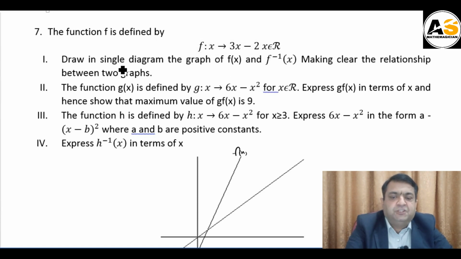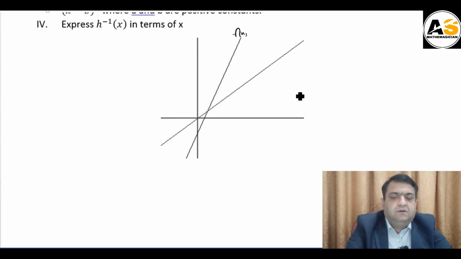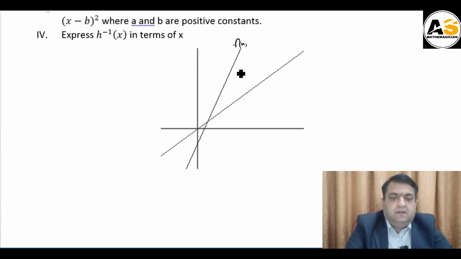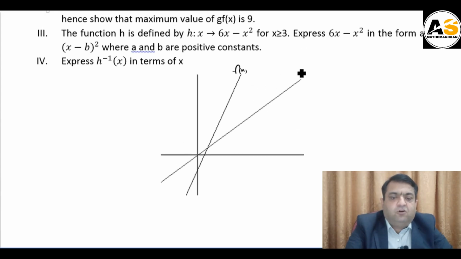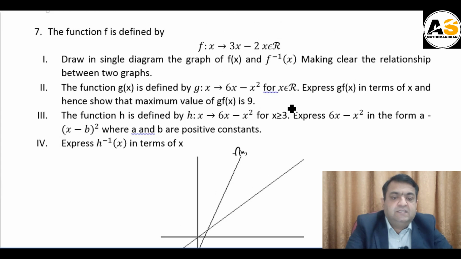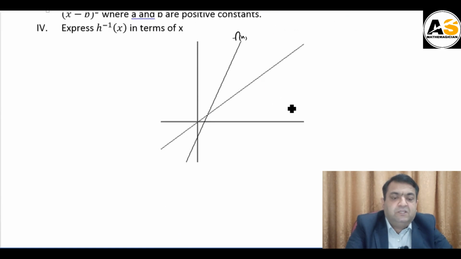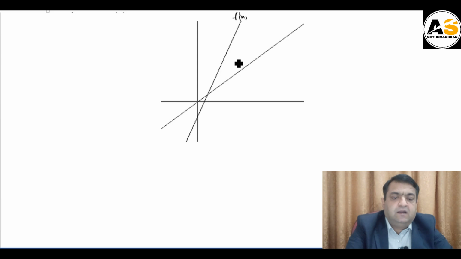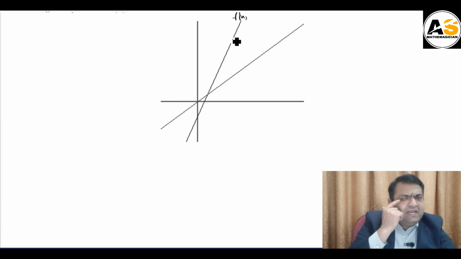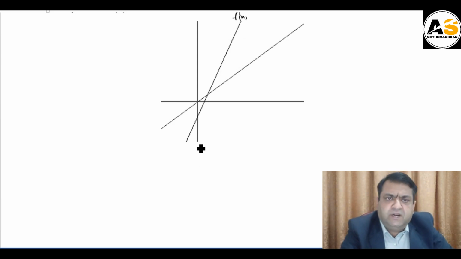Again, we are given a function and we have to draw its graph and its inverse graph in the first part. So I have drawn the graph of this function. The function is equal to 3x minus 2. It's very easy for us to draw the graph of any linear function. We just take two values of x and then join them to get a straight line. This line is y is equal to x.